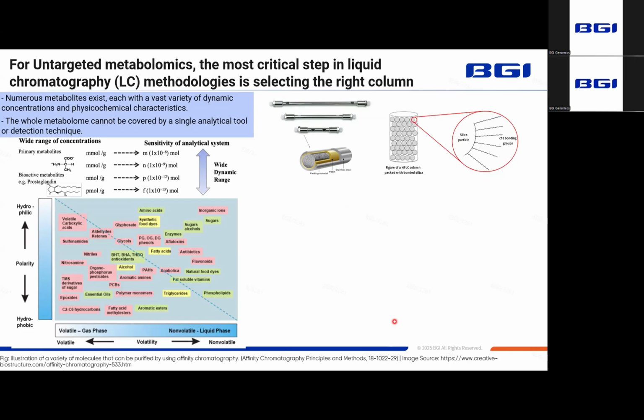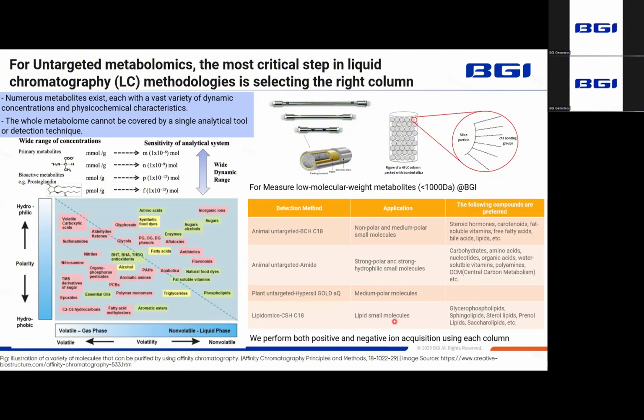C18 is more suitable for nonpolar and medium polar small molecules like hormones and fat soluble vitamins. But for strong polar molecules like amino acids, you will need to use an amide column. For plants or lipids, we also have other columns with specialized end-capping for the stationary phase.